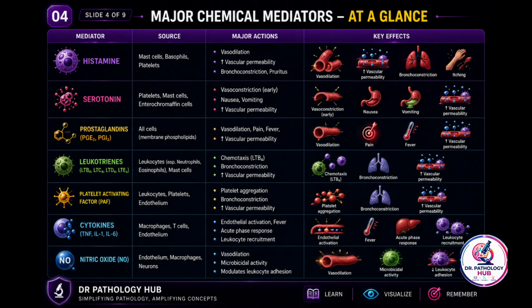Let's look at the overall picture of major chemical mediators at a glance. Histamine mainly causes vasodilation and increased vascular permeability, whereas serotonin has similar vascular effects. Next come the prostaglandins, which are responsible for pain, fever, and vasodilation. Leukotrienes promote chemotaxis and bronchoconstriction. Platelet activating factor contributes to platelet aggregation and increased permeability. Cytokines regulate endothelial activation and also systemic responses like fever. Nitric oxide produces vasodilation and also has antimicrobial activity.